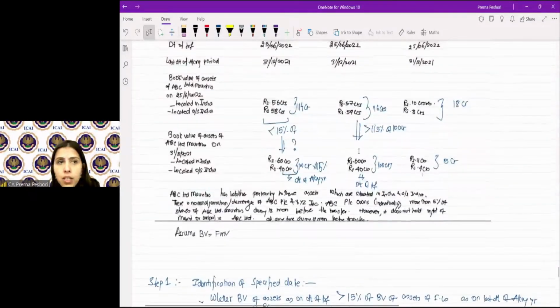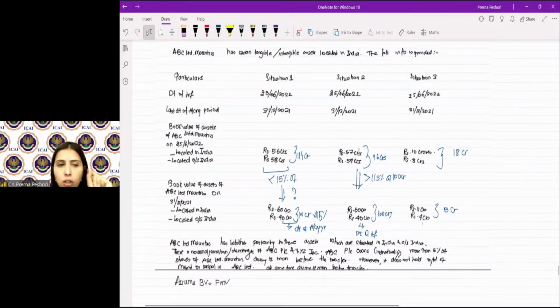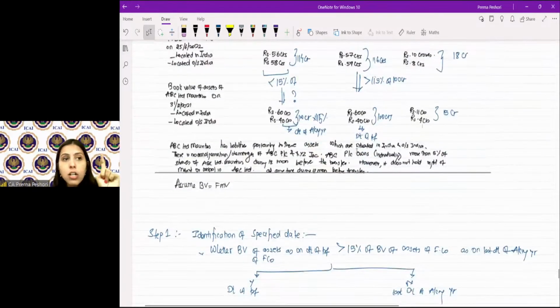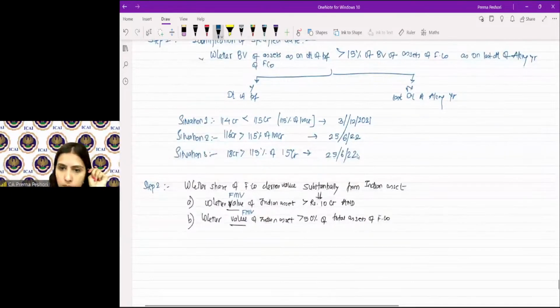In situation 1, if you look at the fair market value, I've said book value is equal to the fair market value in this question. In situation 1, we look at only the last date of the accounting year, because the specified date is the last date of the accounting year. So whether the value of the Indian asset is more than 10 crores, the answer is yes, it is 60 crores.